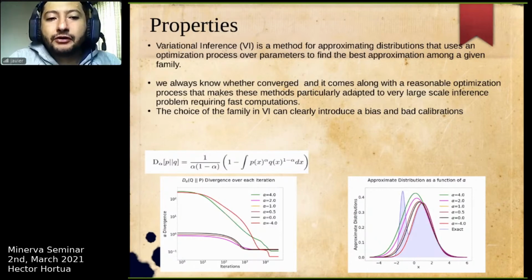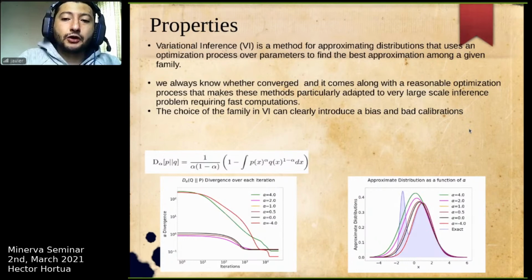The problem for this model is that since we are assuming a specific distribution to approximate the real posterior, in this case we introduce a bias. And this bias also incorporates bad calibration. In other words, the predictions or the uncertainties predicted by the model are not well calibrated, so we cannot rely on this uncertainty. So we need to calibrate these uncertainties afterwards.